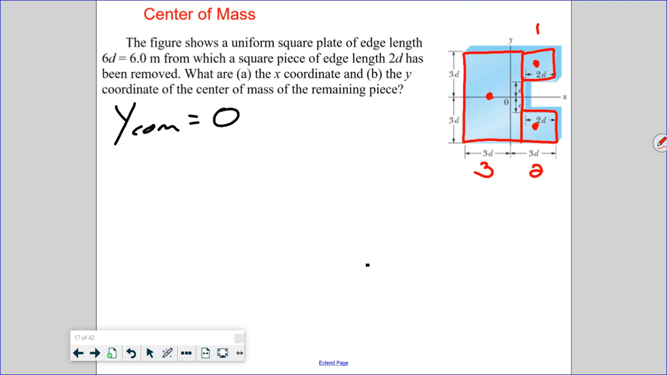So let's see. For particles 1 and 2, remember this, I need a new color. This distance here is 3d, right? This little distance here is d, right? Because it's half of a 2d block, which means the distance from my origin is 2d. So the position for particle number 1 is 2d, and the position for particle number 2 is also 2d, right?